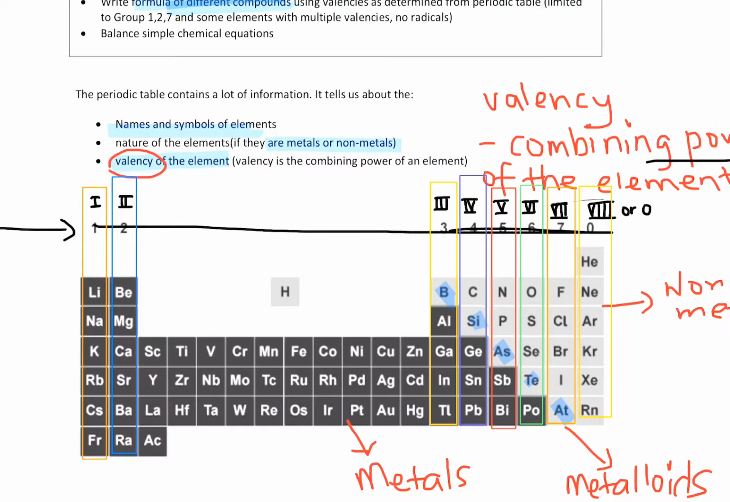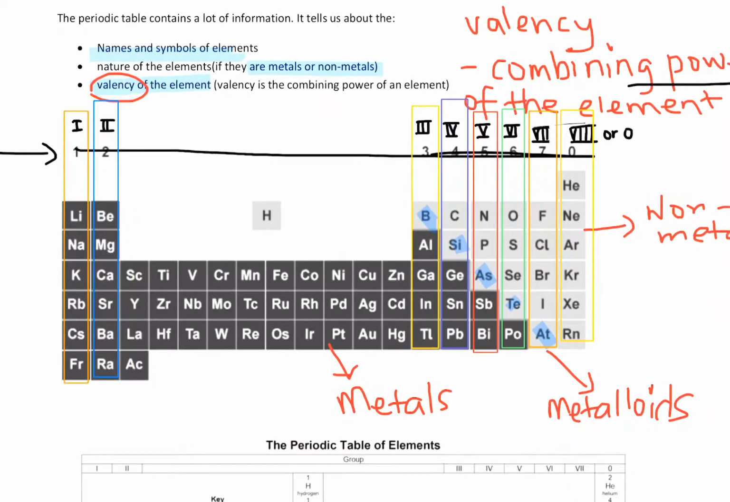We have all these groups, and these are the columns. So group numbers are the columns in which the elements are found. Everything over here, we're just going to ignore for now. These are called the transition elements. Let's just not consider that. We're just going to be looking at group 1 to group 8, all of this.